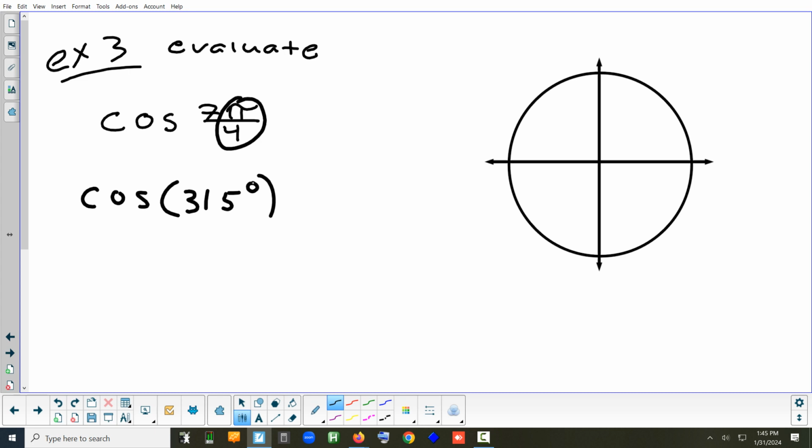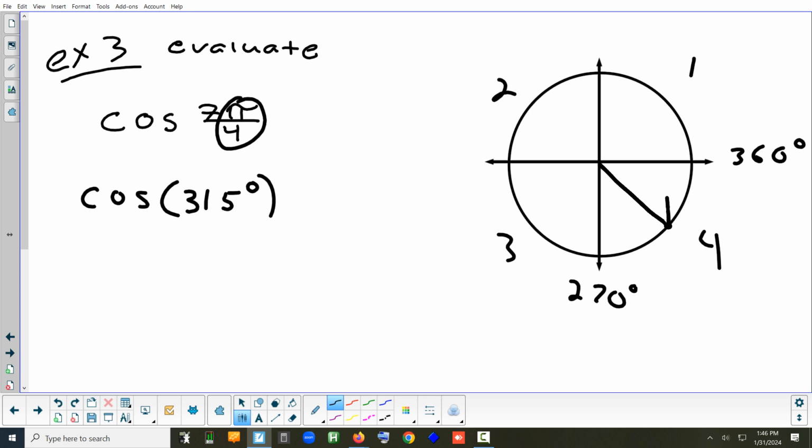All right, so let's try to narrow down where that is. What quadrant is 315 in? Yes, it's in the fourth quadrant. That's 270. That's 360. Where's 315? Closer to 270? Right in the middle? Closer to 360? It's right in the middle.